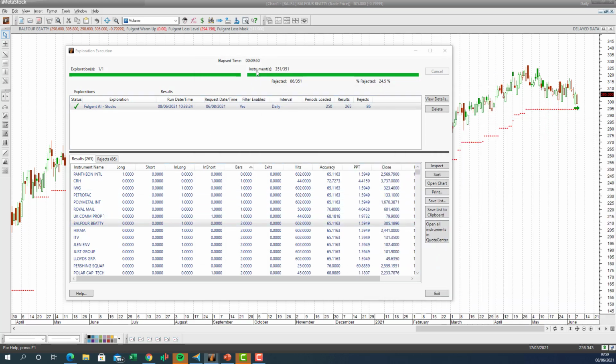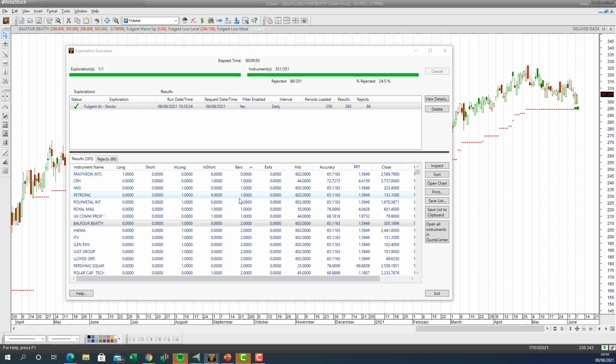It took about 9.5 minutes, almost 10 minutes, to scan the FTSE350 and come up with the latest artificial intelligence generated trading ideas. And here's the end result. There are two important columns here: In Long and In Short. When there's a 1 in the long column, it says the AI is in a long position there. And when there's a 1 in the short column, it means it's in a short position.